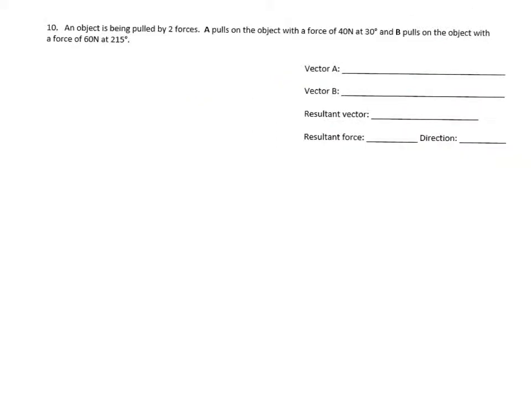Okay, 10. An object is being pulled by two forces. A pulls on the object with a force of 40 newtons at 30 degrees. So let's draw a picture for A. And if I don't tell you heading or bearing, if these are force problems, they're just going to be a regular direction. So 40 newtons, at 30 degrees, that's probably going to be about here, 30 degrees. This angle in here, 40 newtons.